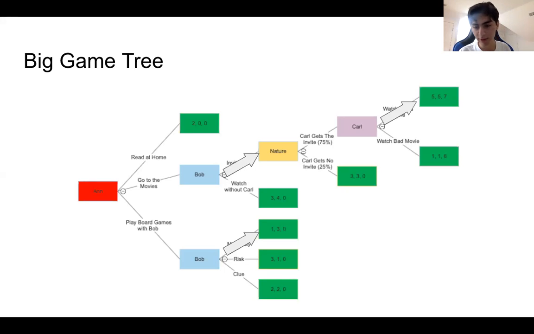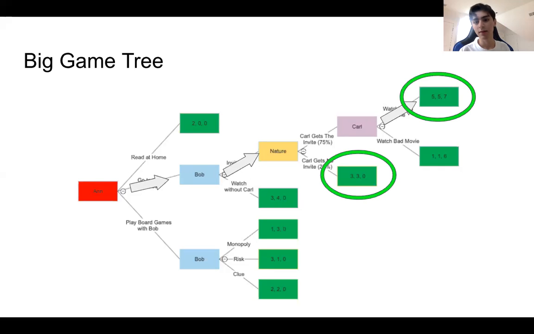Exactly. She's going to choose to go to the movies. And thus, the two possible outcomes are just the best outcome, 557, when they choose to all go to the movies and Carl comes and they watch a good film, or because of the nature and the probability, it's going to occur. Anne and Bob will go, but Carl will not be present.